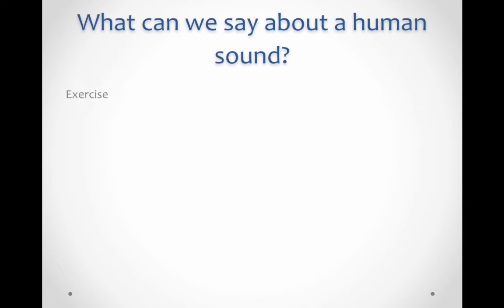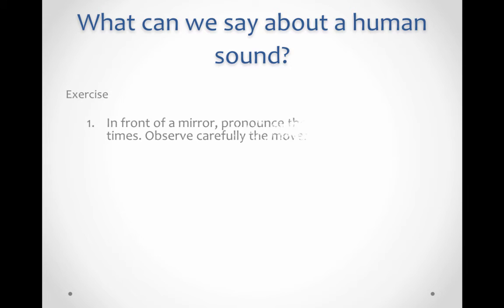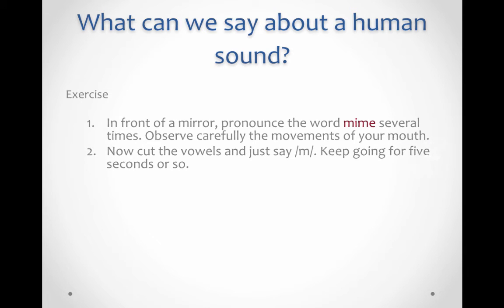What can we say about a human sound? Let's do an exercise here. What I want you to do is to sit in front of a mirror and pronounce the word mime several times. In the mirror, observe carefully the movements of your mouth. Then cut the vowels and just say the sound m and keep going for 5 seconds or so.